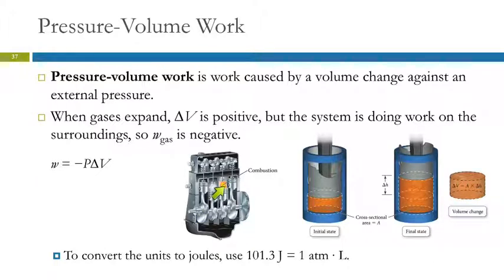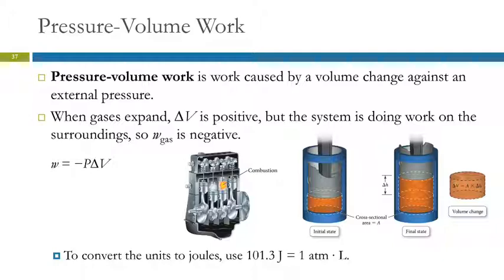This is the sort of work that's occurring inside your car engine if you have a regular internal combustion engine. So you've got a gas combusting in here. When it does that, it expands and it pushes the pistons around. And that causes your car to move.